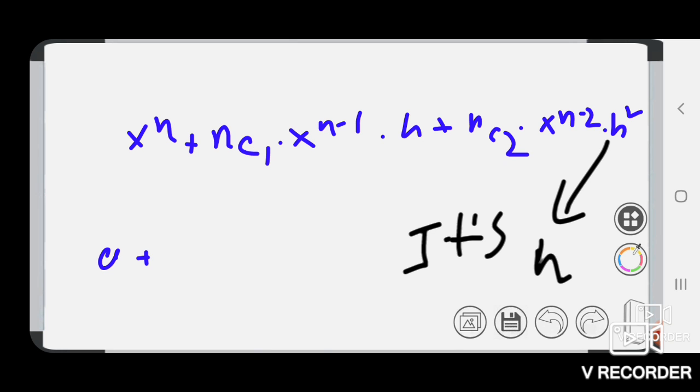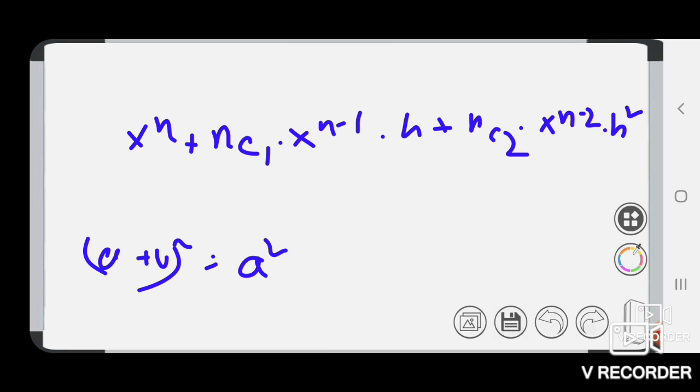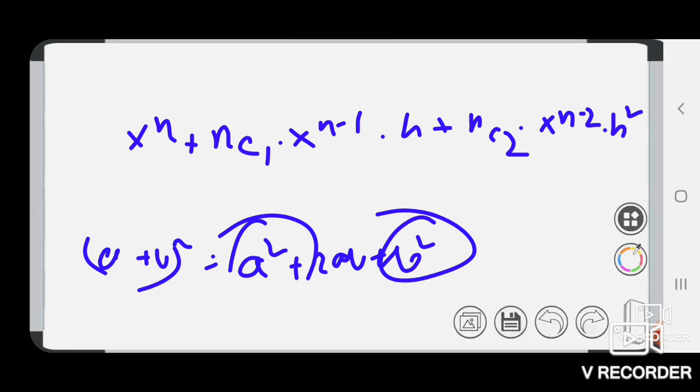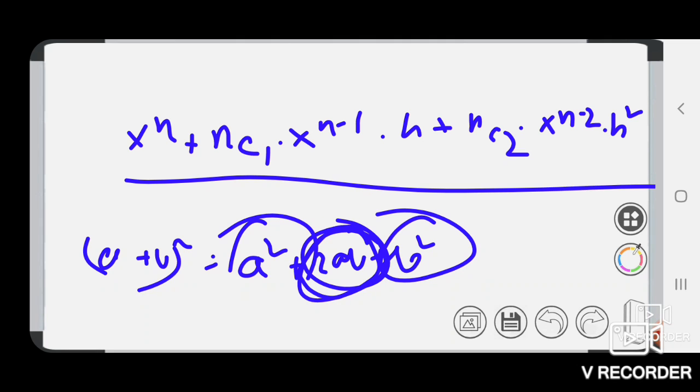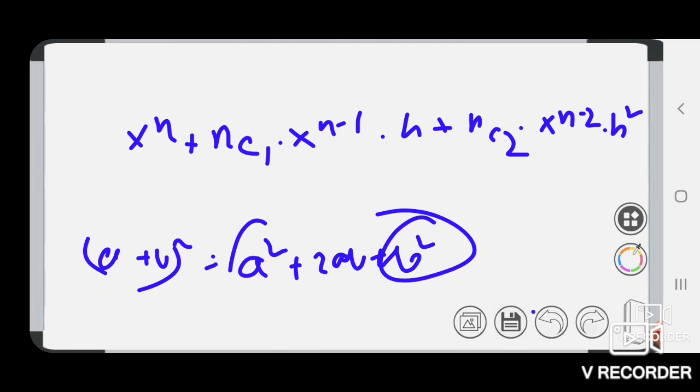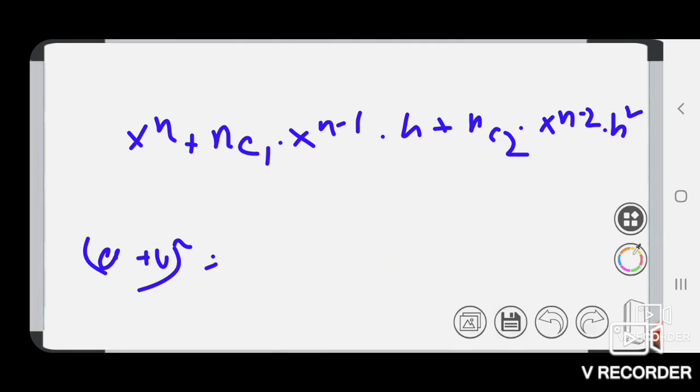As you've noticed, (a plus b) squared is a squared plus 2ab plus b squared. So this is the common part, and the middle part was just arranged by Newton in this way. Let's not discuss this further, because you must know the binomial expansion.